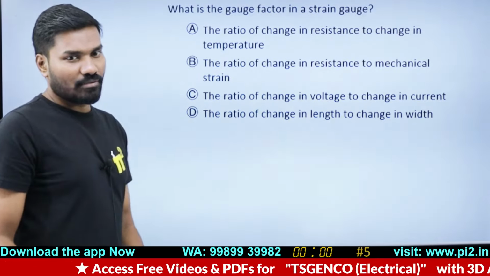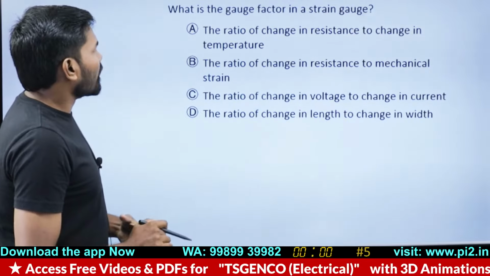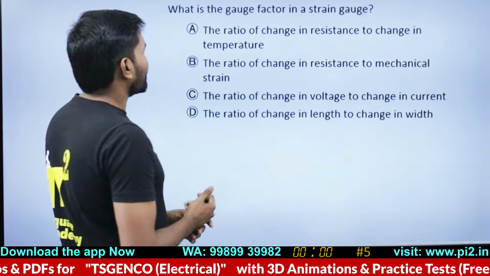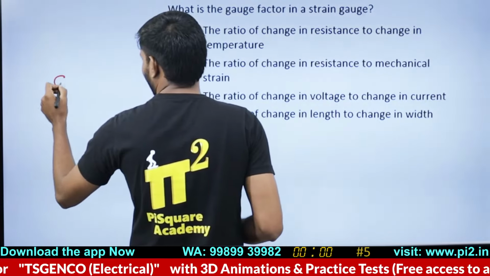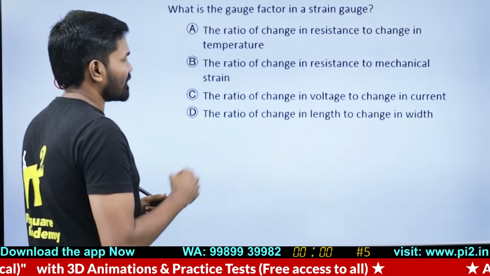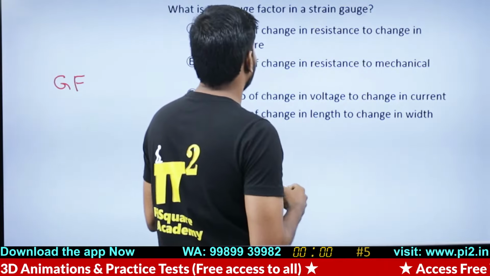Okay, your time's up. What is a gauge factor? Anything you know? Gauge factor is GF. GF does not mean girlfriend. It's the gauge factor of a strain gauge. They will normally give GF simply sometimes.